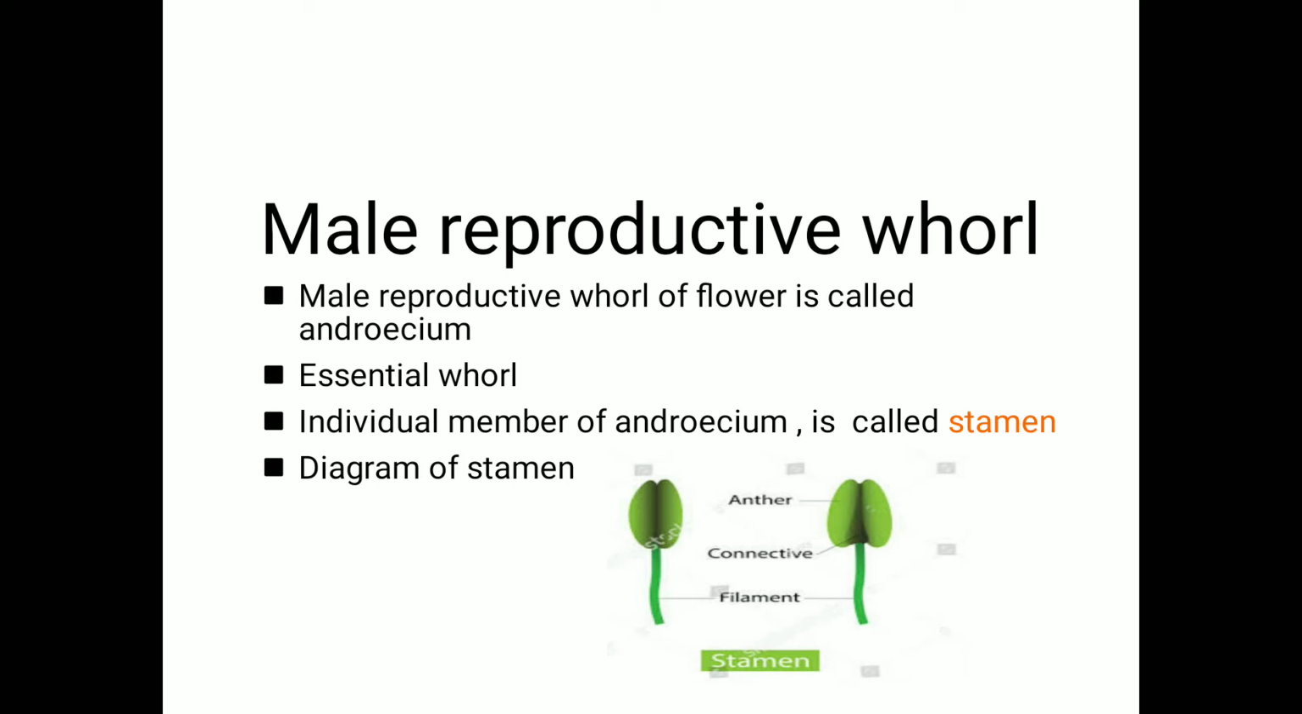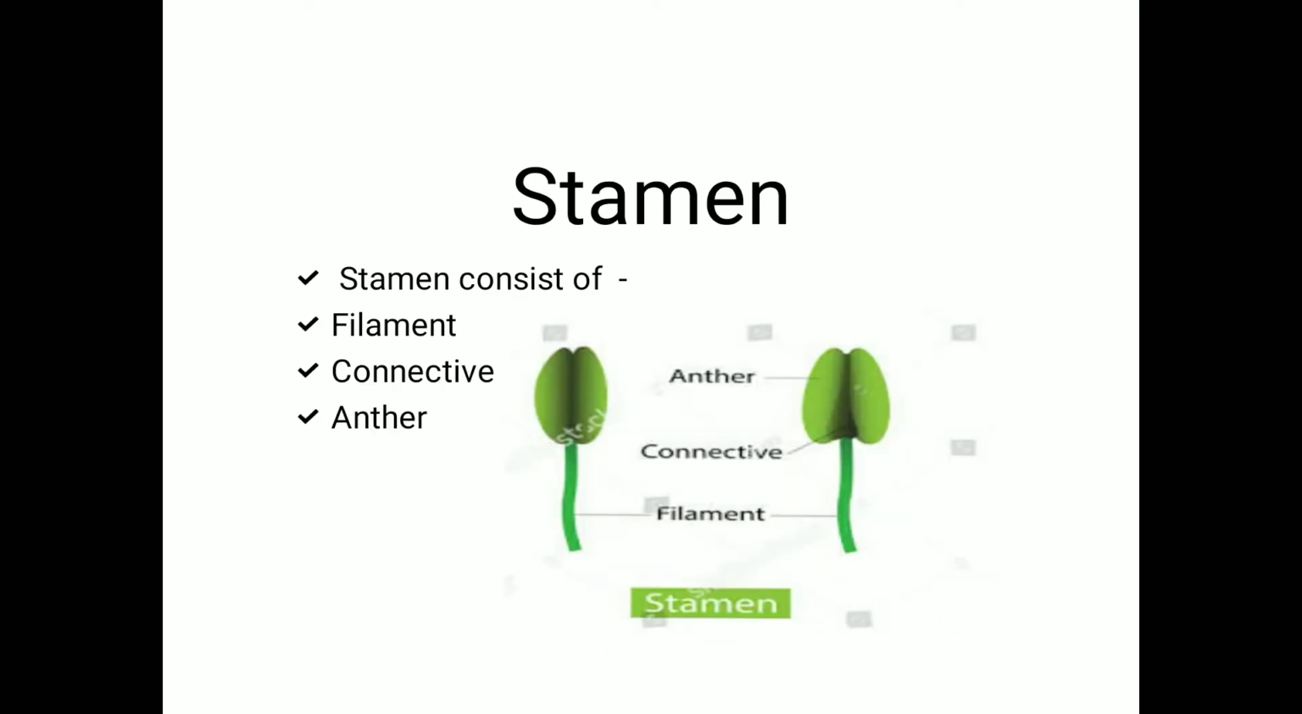The individual member of the androecium is called a stamen. Here is the diagram of the stamen. A stamen consists of filament, connective, and anther. See in the diagram the anther with its anther lobes, then the connective and the filament. So the stamen consists of filament, connective, and anther.